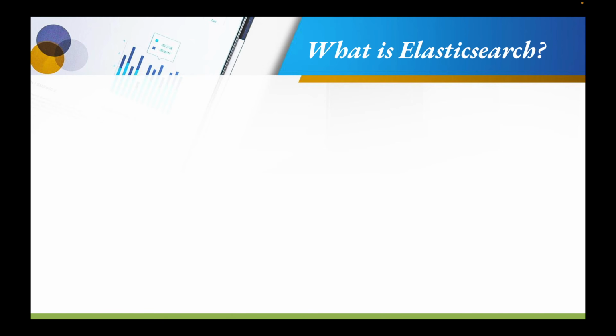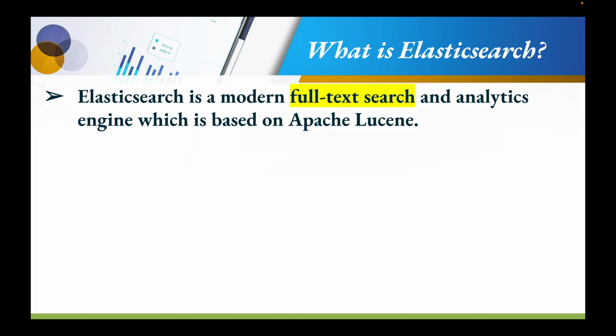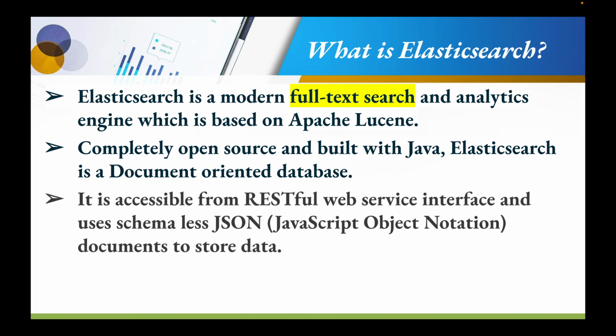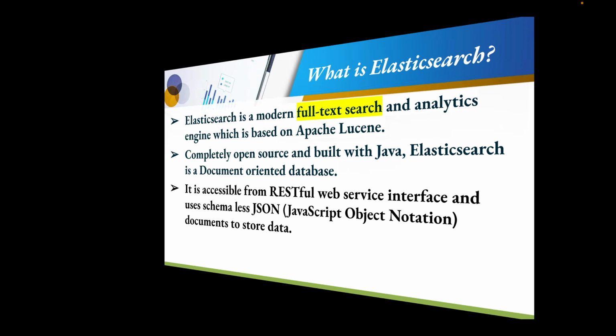First of all, what is Elasticsearch? Basically, Elasticsearch is a modern full text search and analytics engine, which is based on the Apache Lucene library. It is completely open source and built with Java. Elasticsearch is a document oriented database. It is accessible from a RESTful web services interface, and it uses schema-less JSON documents to store the data inside the Elasticsearch cluster.